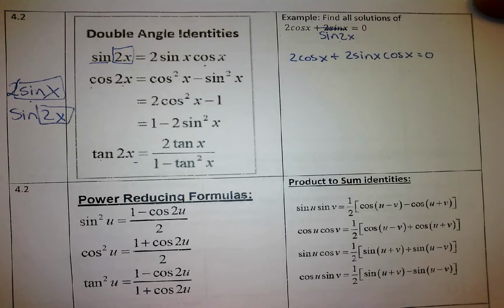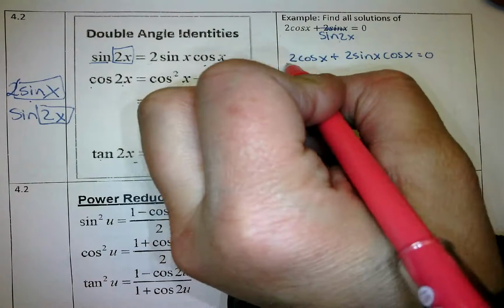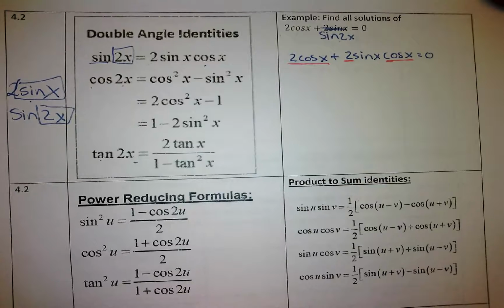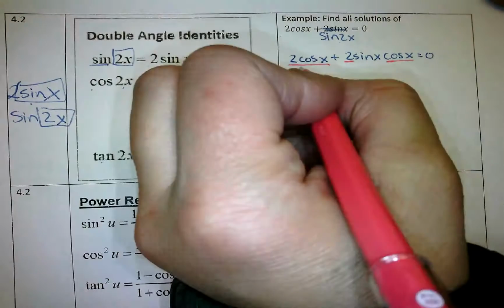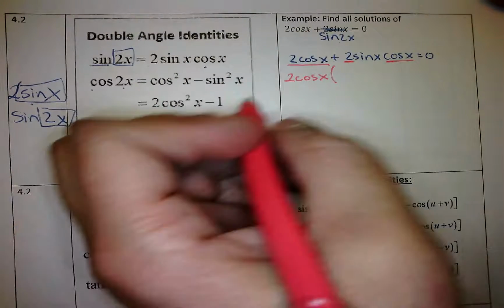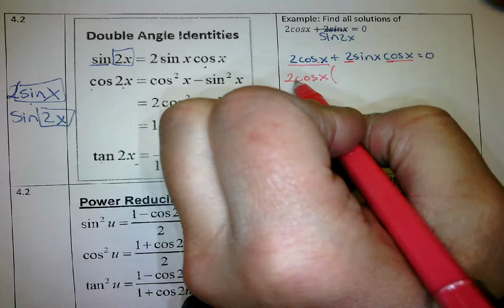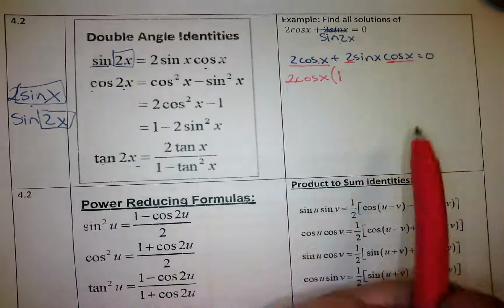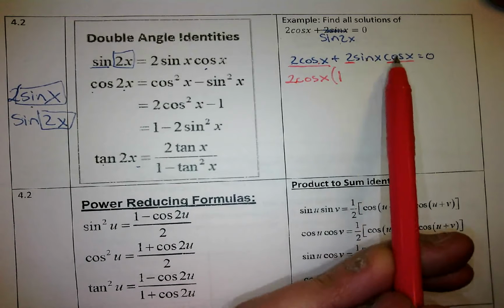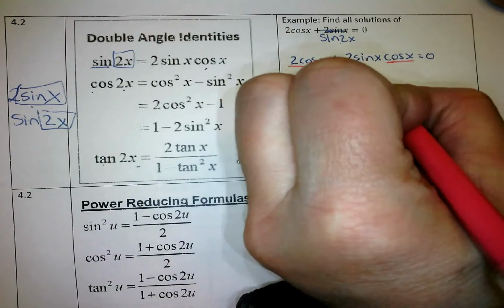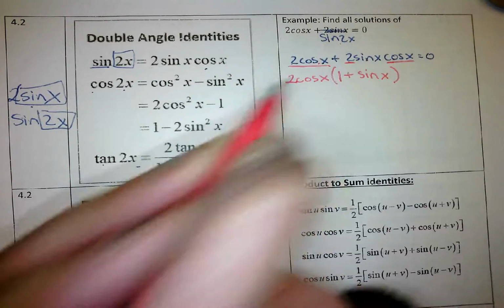Now, notice that I have a 2 cosine of x here and a 2 cosine of x there, so I can factor that out. I'm going to wind up with 2 cosine of x times, well, 2 cosine of x divided by 2 cosine of x is 1, and 2 sine of x cosine of x divided by 2 cosine of x leaves us with just a sine of x. So think about your quadratics now.